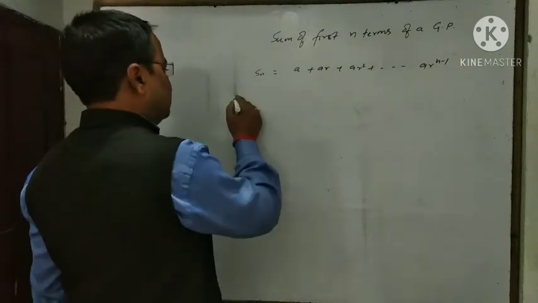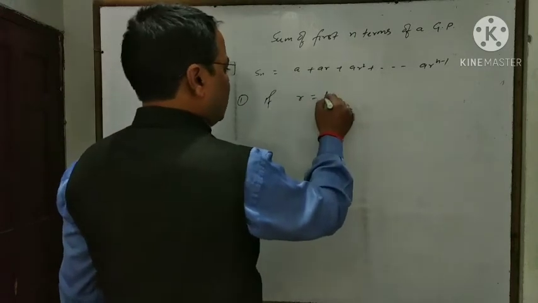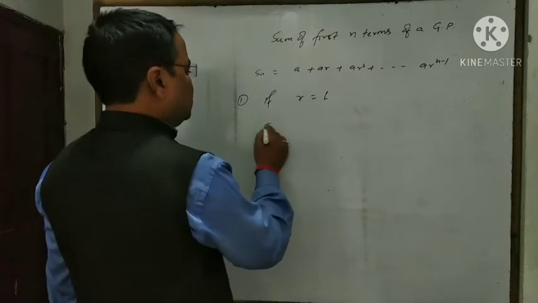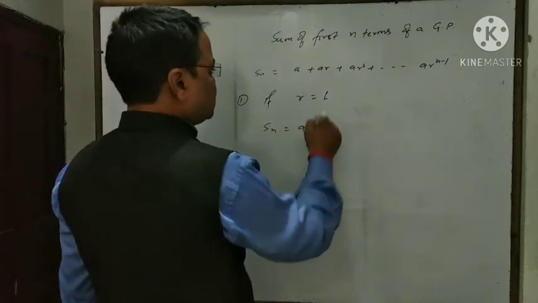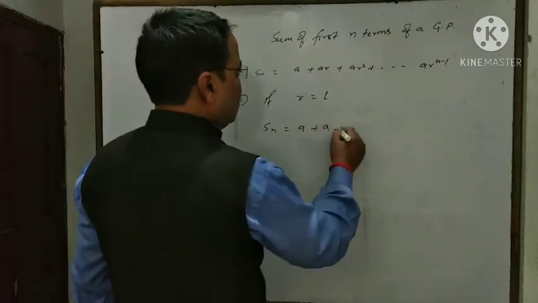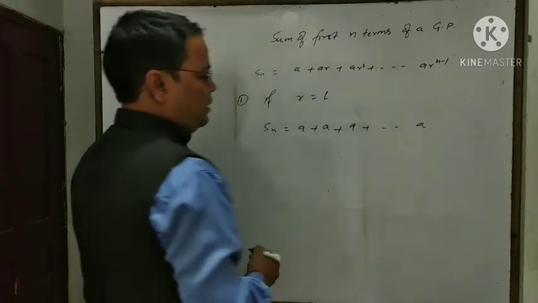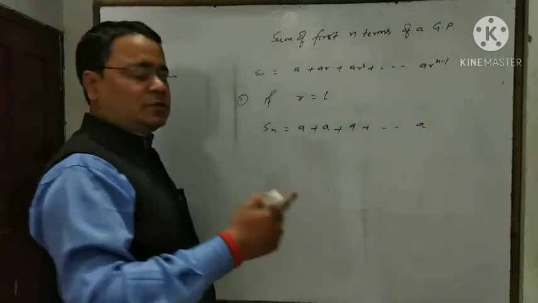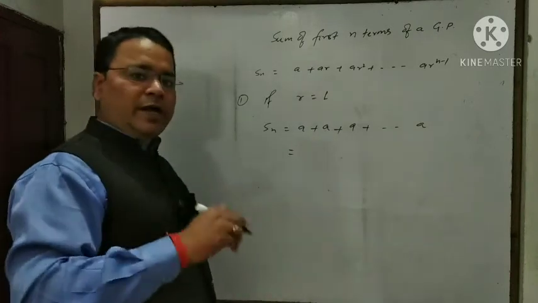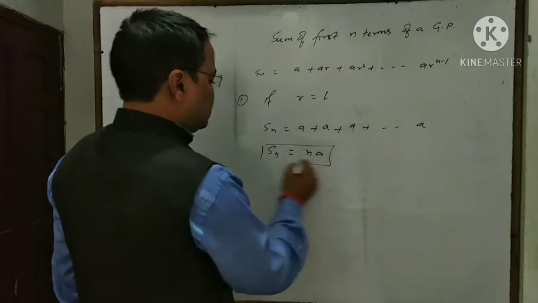The first concept: if the common ratio is equal to 1, then this Sn will be a plus a into 1, because r is 1, then it will be a, again it will be a, and the last term is also a. And how many terms? n. Then a is added n times, so it will be na. So here Sn is equal to na.